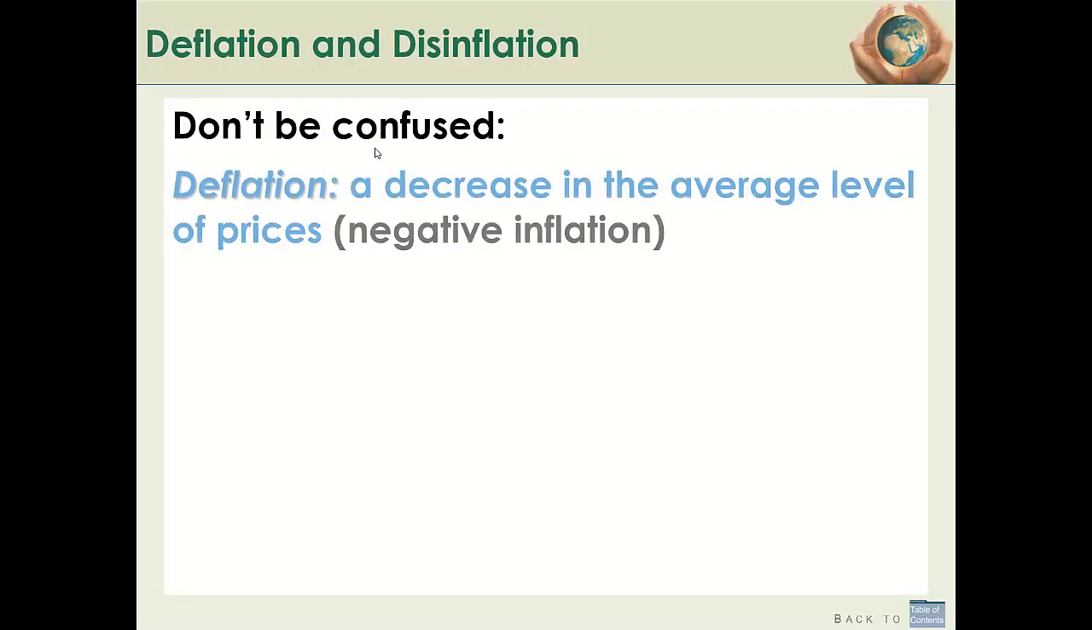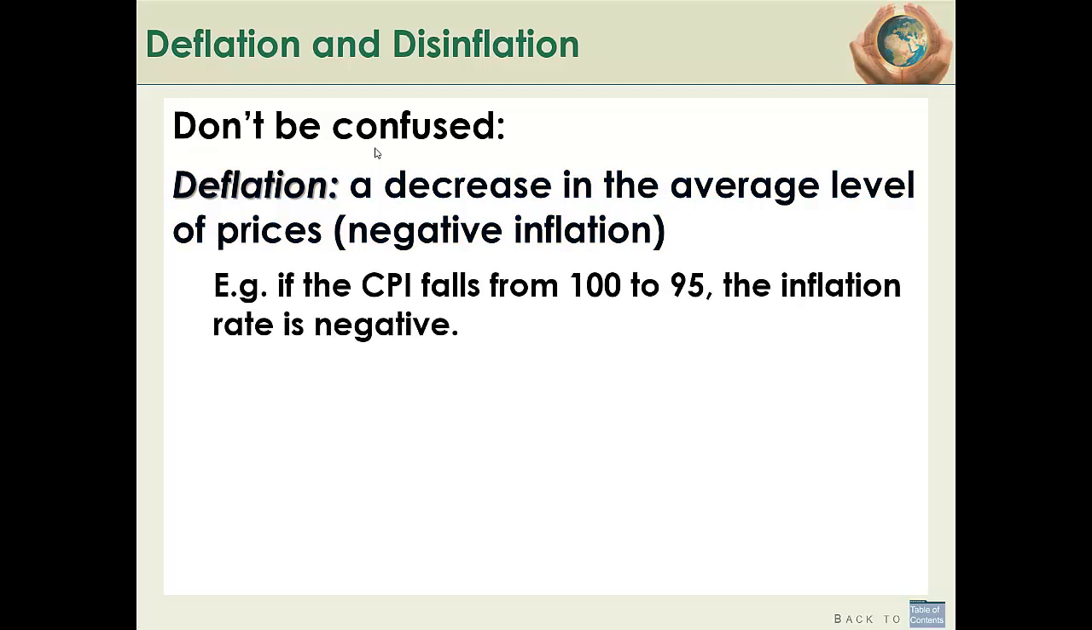Now don't get confused. Deflation is a decrease in the average level of prices. It's what's known as negative inflation. So for example, if the CPI falls from 100 to 95, then we have deflation. The inflation rate is going to be negative.